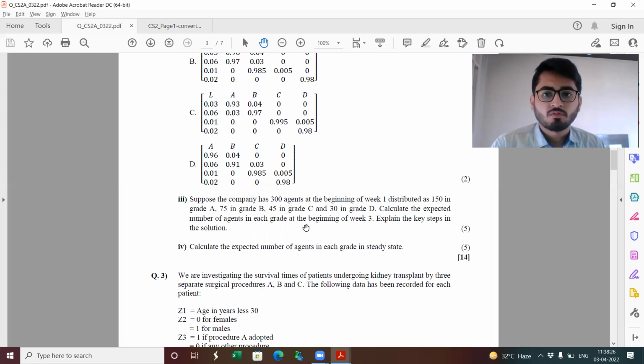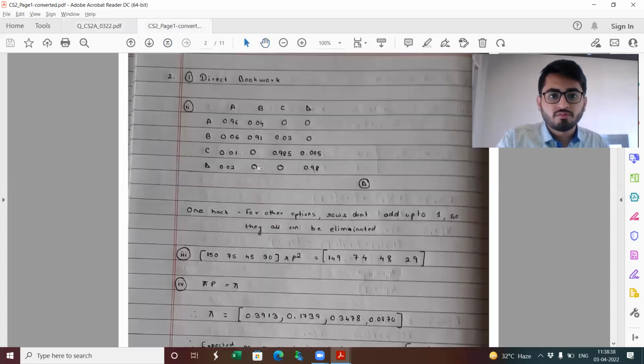So what we want is basically the initial distribution in the different states multiplied by P squared. So what we are looking for is 150, 75, 45, 30 into P squared. Now I've taken the help of R programming to calculate this. Obviously, you're not allowed to do that in the examination. You would have to do it on pen and paper only. So we have P, you might need to get first P squared and then multiply it. And this has been rounded off to the nearest integer.